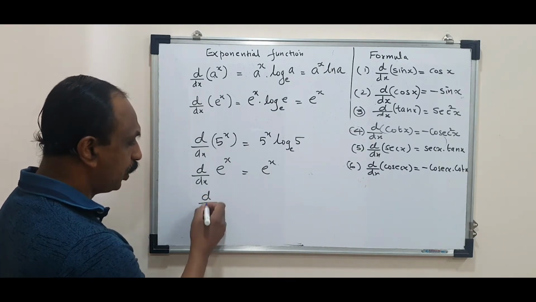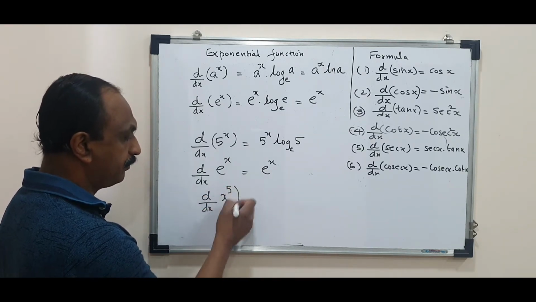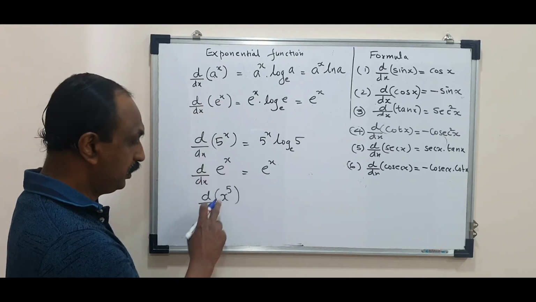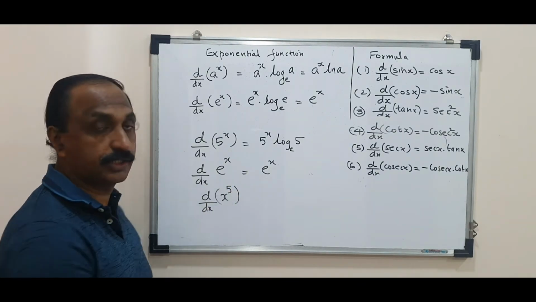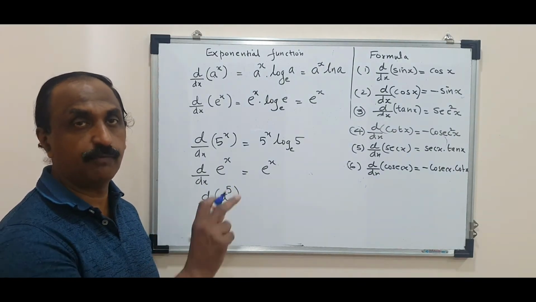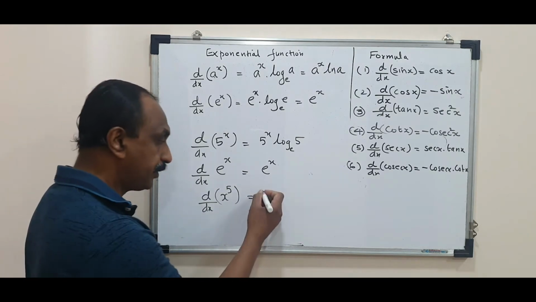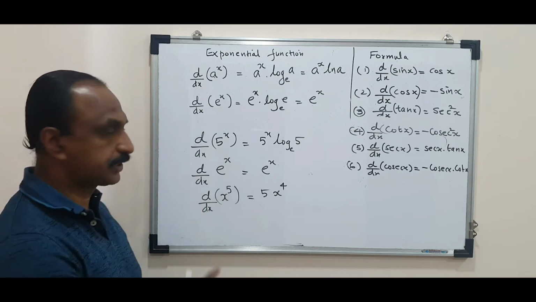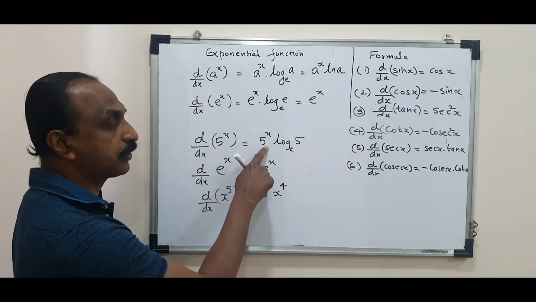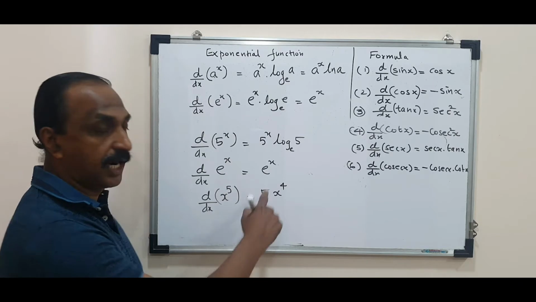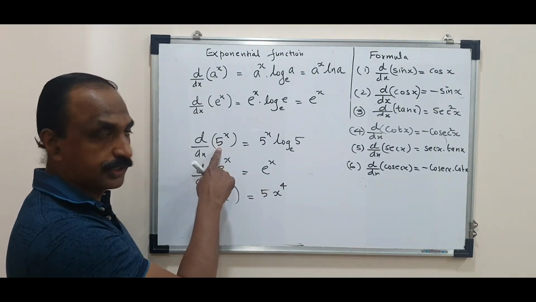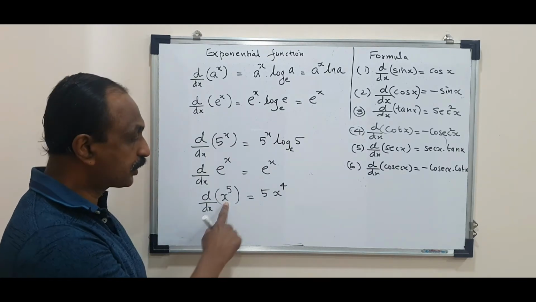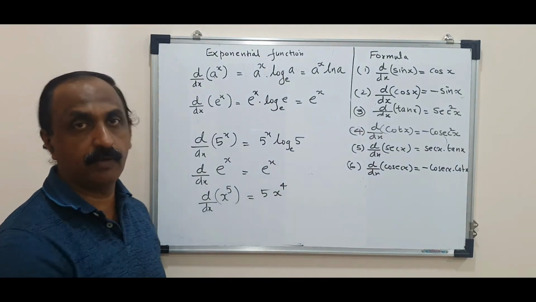What is the derivative of x to the power 5? Does it belong to the same category? How do you come to know? Here the base is a variable, the power is constant. Wherever the power is constant, what formula do we use? Start from the power and reduce the power by 1. Try to understand the difference. Base is constant: repeat and take log of the base. Power is constant: start from the power and reduce the power by 1.